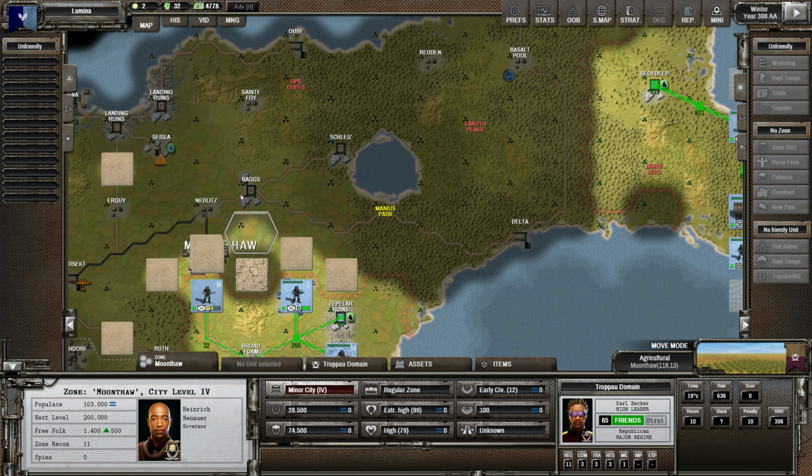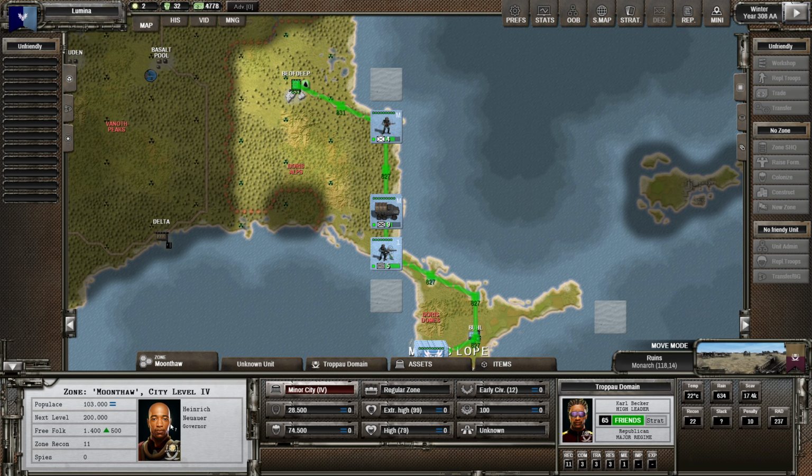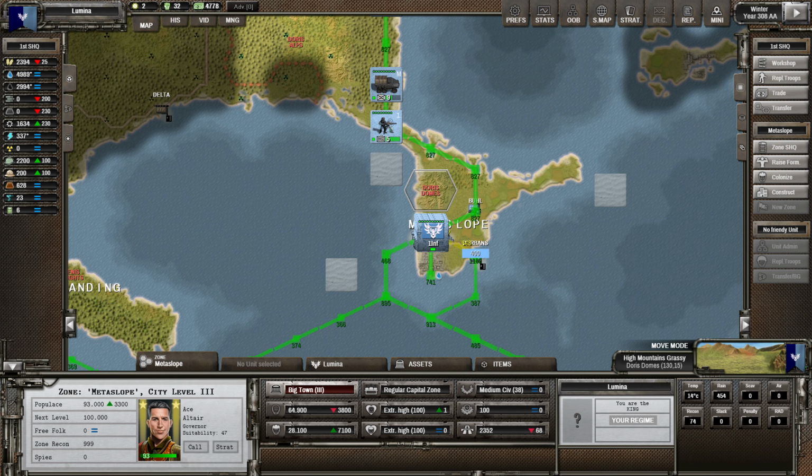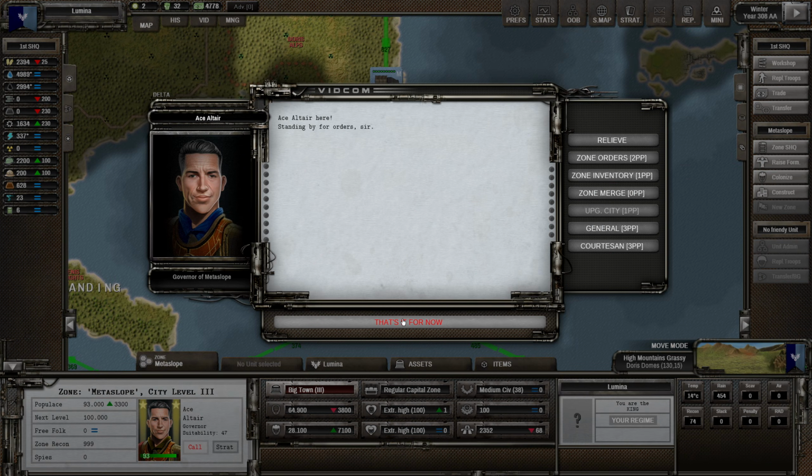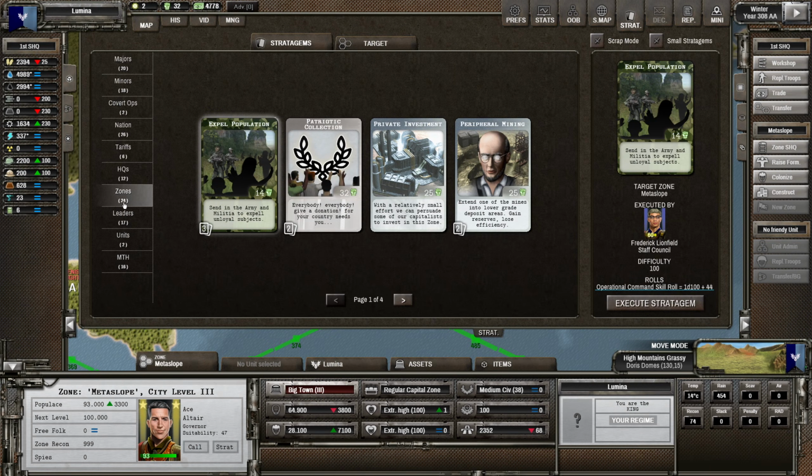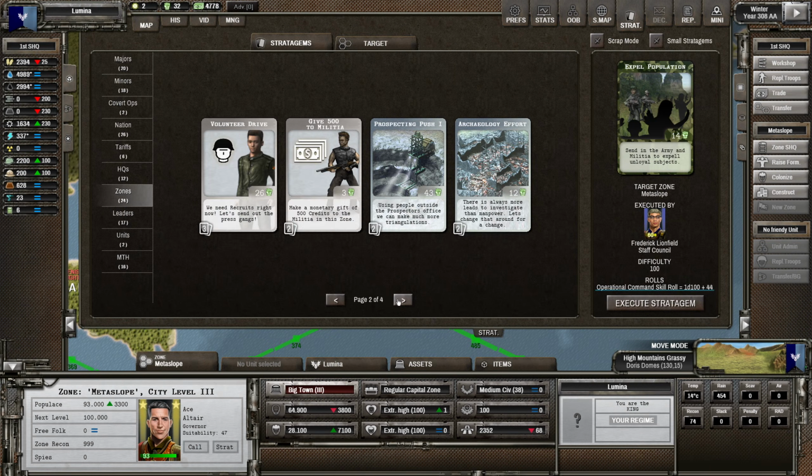It tells you how many recon points you've got on this zone. That's usually coming from units that are adjacent to the zone borders. And it shows you who the governor is too. So in this case, this is our governor. Here we can call our governor and give him orders, and we can play stratagem cards on him, and it will automatically go to the zone stratagem.